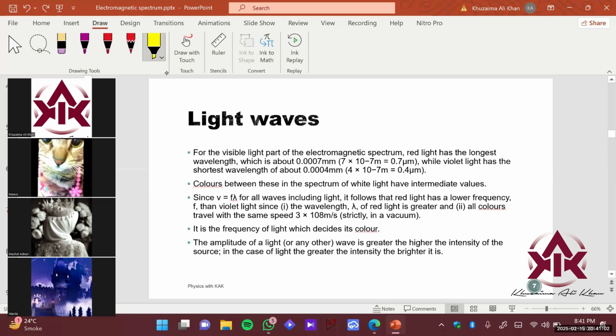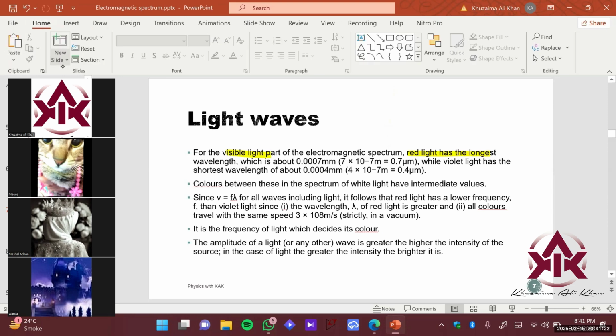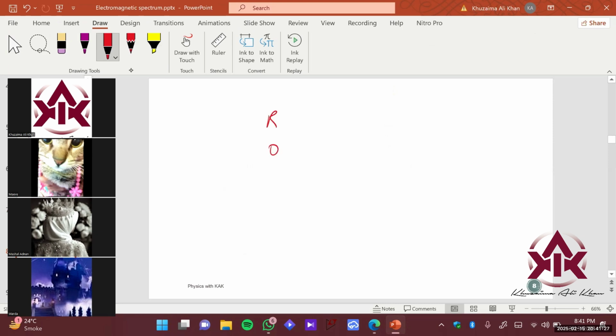For visible light in the electromagnetic spectrum, red light has the longest wavelength. I'm going to tell you a mnemonic to learn it: ROY G BIV, a shortcut. Let me insert a blank slide here, since I want more space. This is the entire white light spectrum. If we combine all of these colors together, it forms white light.